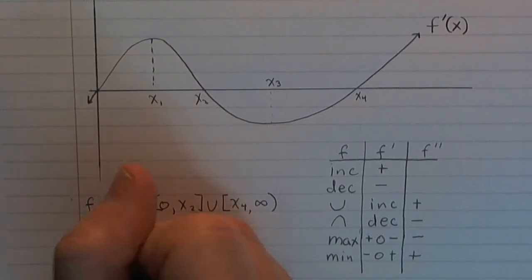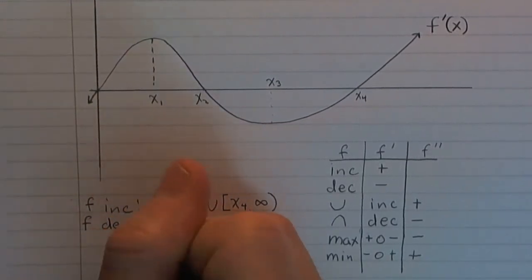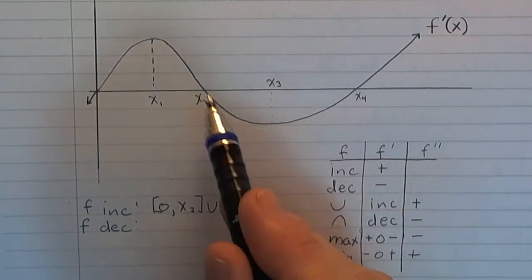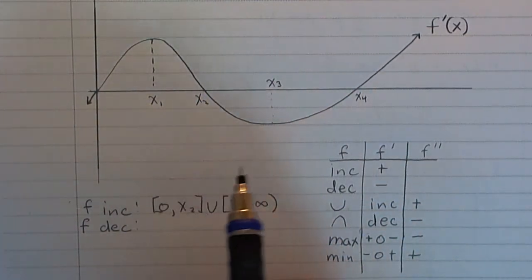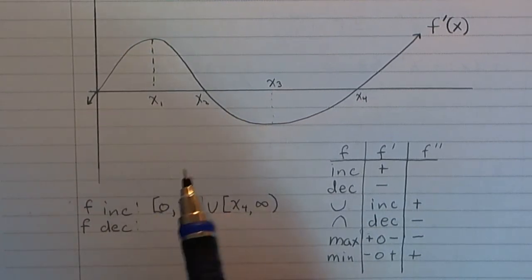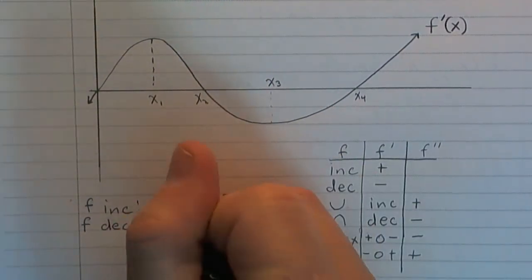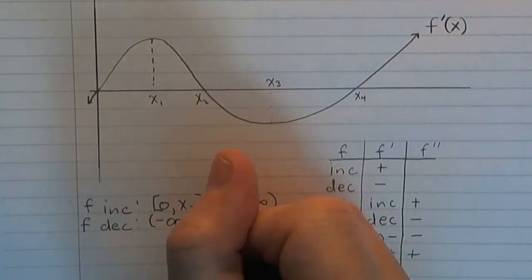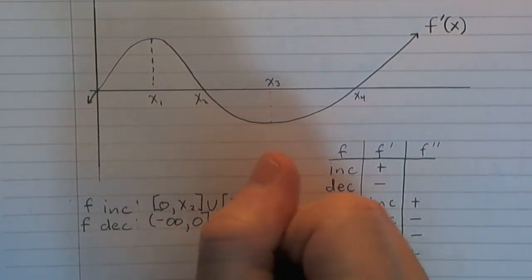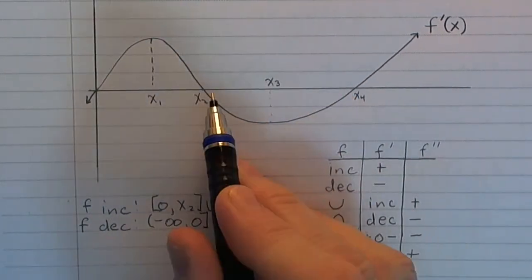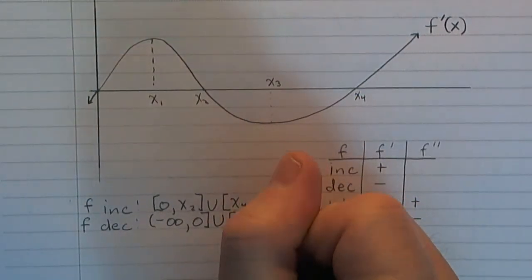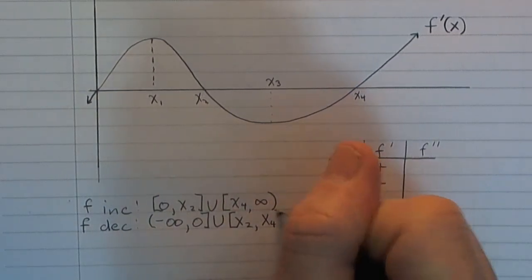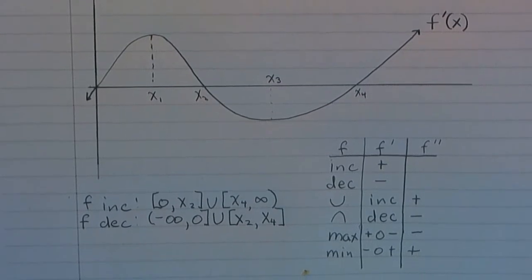Now, where is f decreasing? Well, it's decreasing whenever f prime is below the axis. In other words, wherever f prime is negative. Well, that's going to be from negative infinity to 0, see? Union with x sub 2 to x sub 4, see? Yeah, like that. That's where it's decreasing.